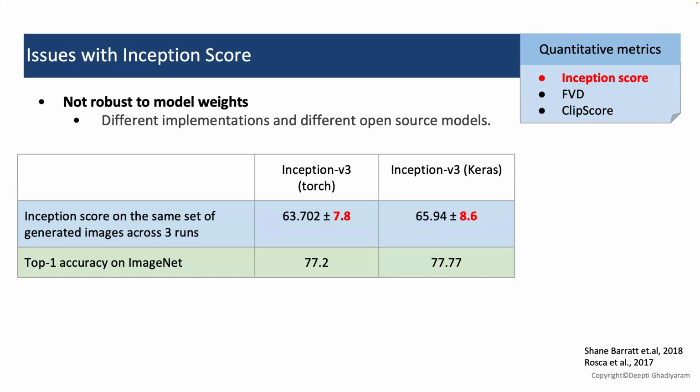There is a nice article by Shane and co-authors where they did a deeper dive into the potential issues with inception score. Something that was found was that this particular score is not robust to different model weight initializations. Something that was presented in their work was that you take the same inception model, but the weights are randomly initialized in different ways, because one of the implementations is from PyTorch, the other is from Keras. This should not affect the classification accuracy, and it does not, as you can see in the bottom row highlighted in green. But the authors found that this random weight initialization does impact the inception score that gets computed.